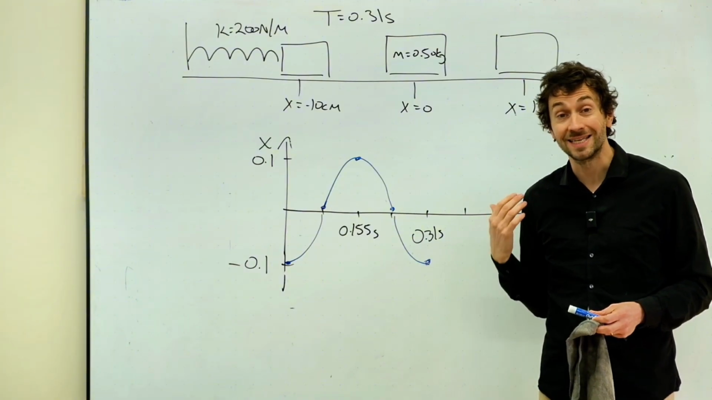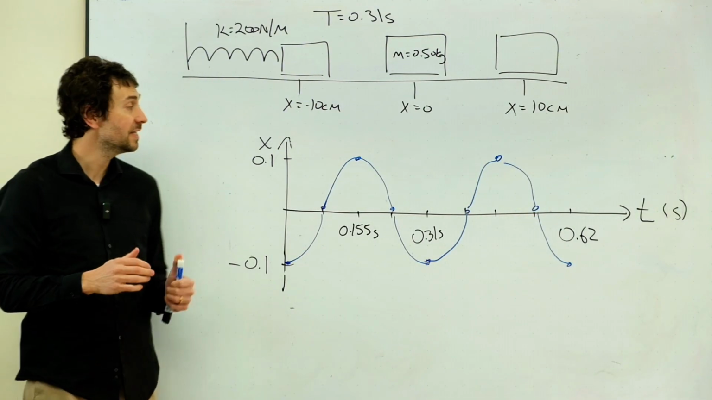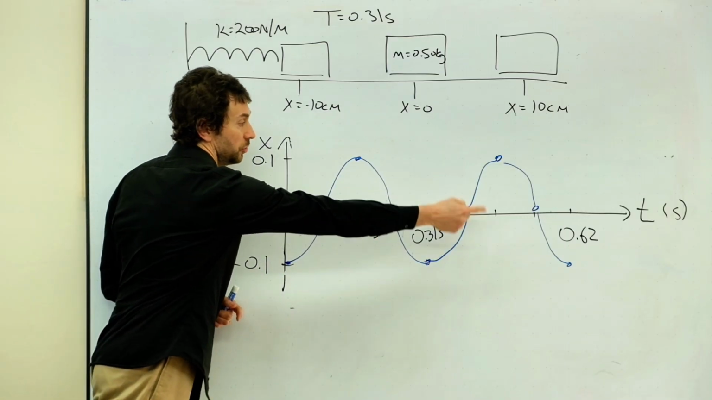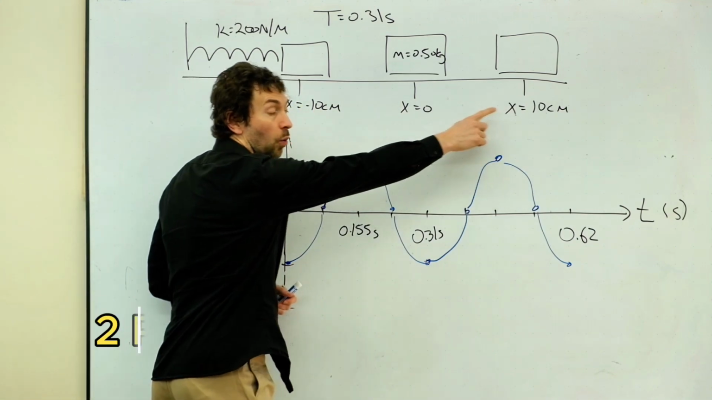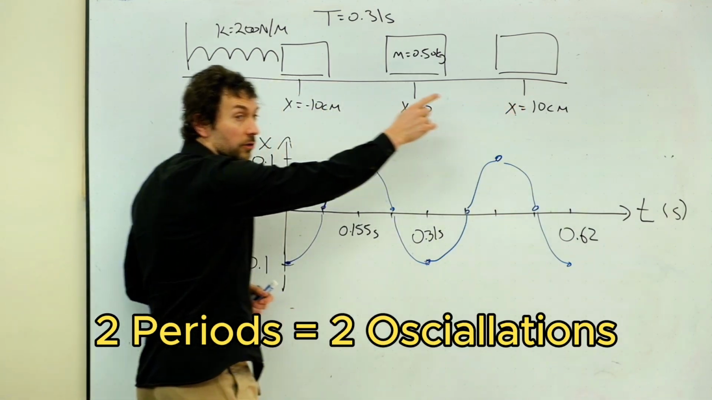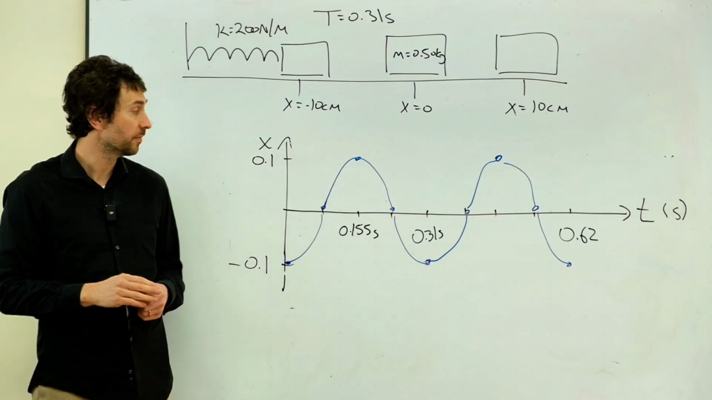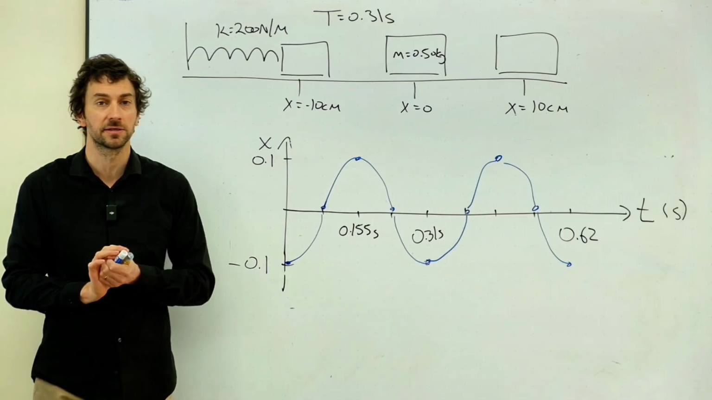Now I'm just going to draw a second period. So now we can see it do two cycles. Zoom, zoom. This represents the block going like this, 1, 2. So that is an oscillation. Here the block is cycling through oscillations in space.